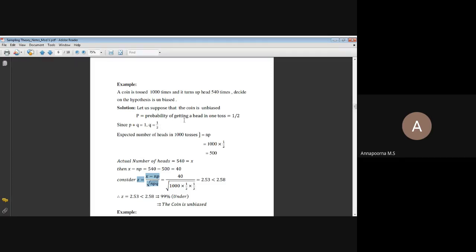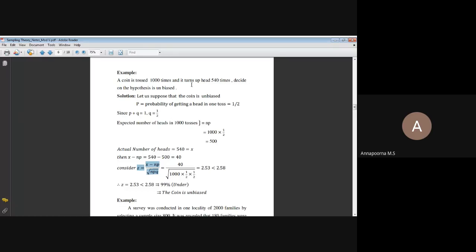Using this data, the expected number of heads in 1,000 tosses is given by N into P. N is 1,000, P is 1/2, so you can always expect 500 heads in 1,000 tosses. This is the expected number of heads using these values N and P. This is your N into P product.